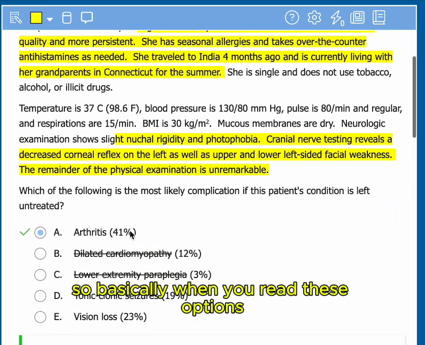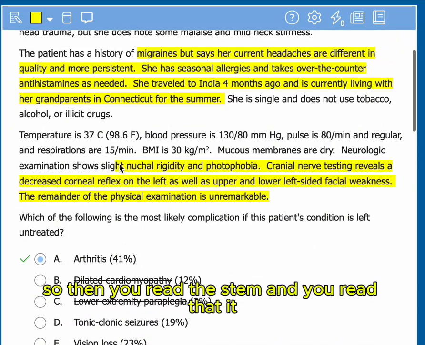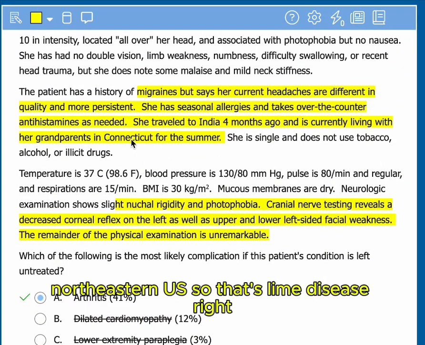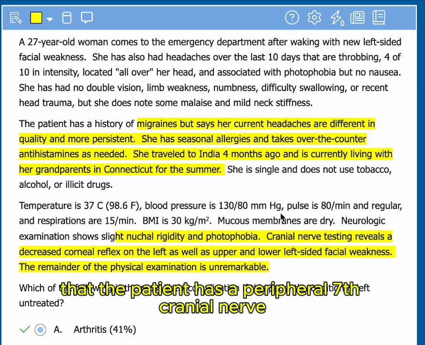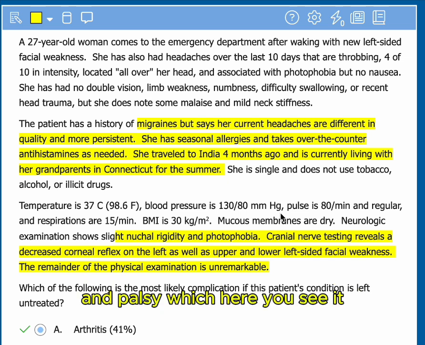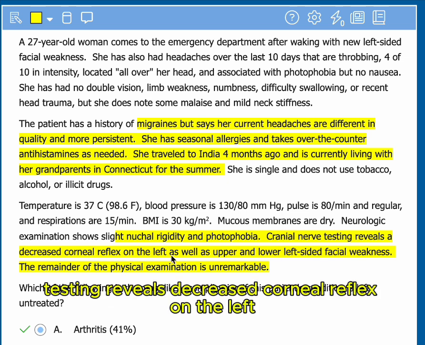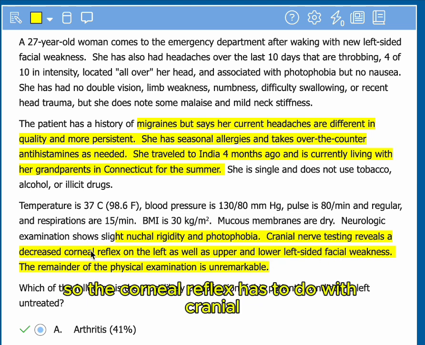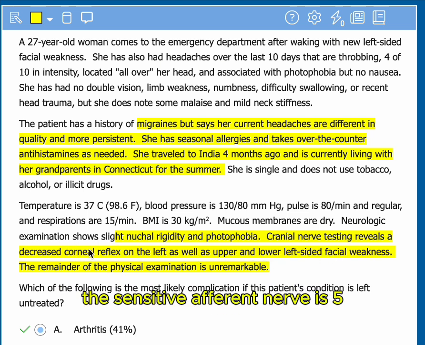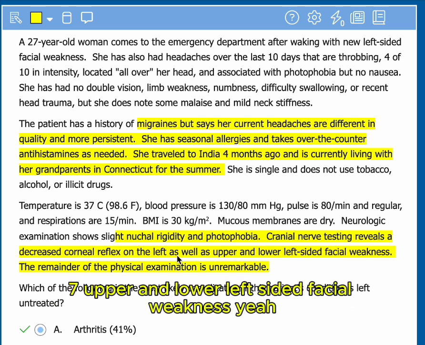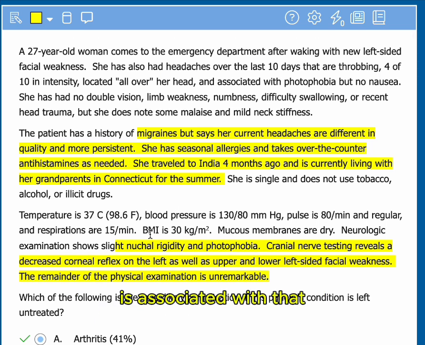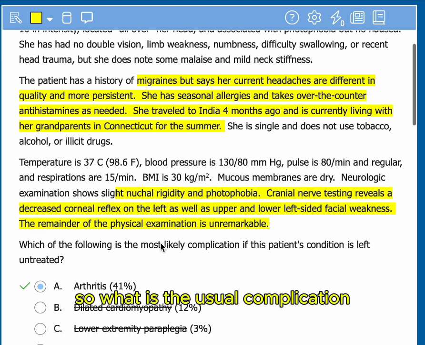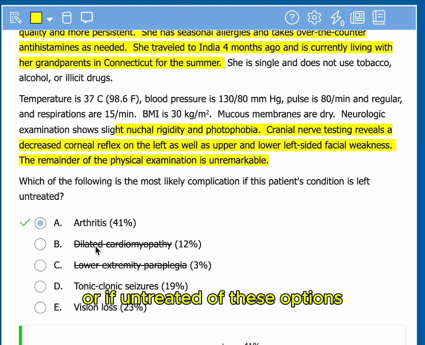So basically, when you read these options, you're not sure what you want to mark. So then you read the stem, and you read that the patient lives in Connecticut, northeastern U.S. So that's Lyme disease, right? Lyme disease region in summer. Okay, all that seems like Lyme. And they also tell you in the clinical vignette that the patient has a peripheral 7th cranial nerve palsy, which here you see: cranial nerve testing reveals decreased corneal reflex on the left as well as upper and lower left-sided facial weakness. The corneal reflex has to do with cranial nerve 5 as the sensory afferent, and the efferent I think is 7. Maybe they're telling you that, but all this is 7. Left 7, peripheral 7, upper and lower left-sided facial weakness. Yeah, all that is cranial nerve 7. So Lyme disease is associated with that, and the patient lives in a place with Lyme. So what is the usual complication, if untreated, among these options? Arthritis, right? So that was the right answer.